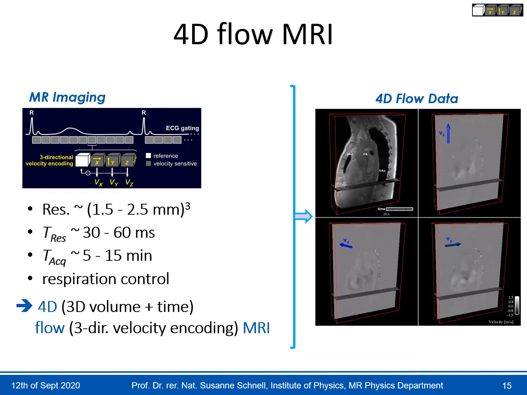This is how a dataset typically looks like. It gets acquired within 5 to 15 minutes with a certain resolution. 4D flow stands now, and I would like to point this out. 4D stands for 3D volume over time, and flow stands for 3-directional velocity encoding.